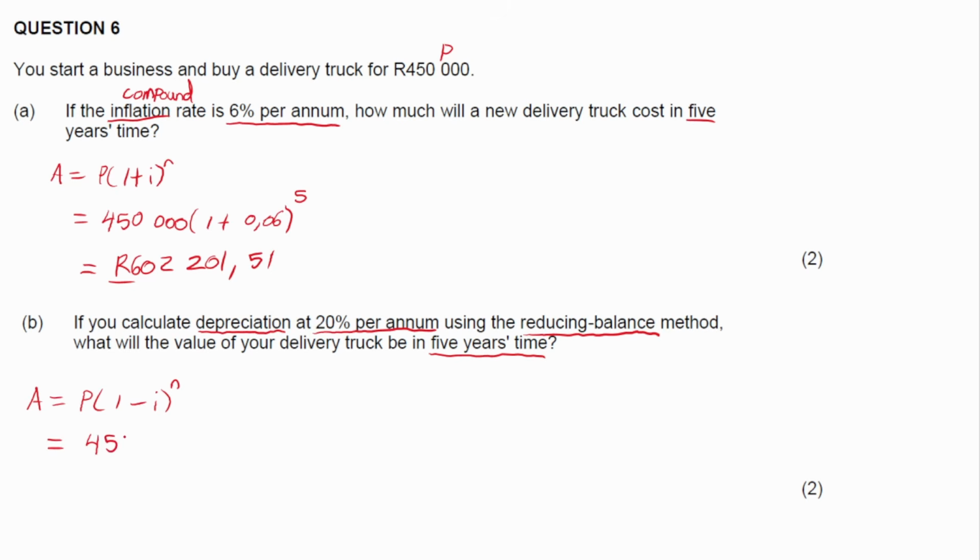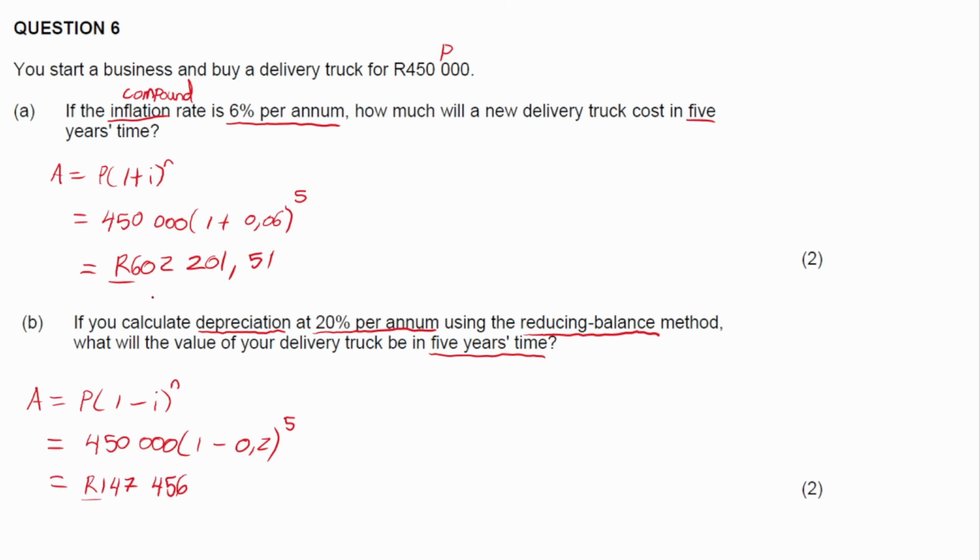Our principal amount is still the same because we're working with the value of our truck. 1 minus 20%, 0.2 as a decimal, to the power of 5. And when we evaluate this, we get 147,456 Rand. Remember the Rand symbol. So that's how much our truck will be worth after 5 years' time that we bought for 450,000. This is because just as cars get older, their value decreases for a number of reasons, like wear and tear, and it's just not a new model anymore. That's for part B.